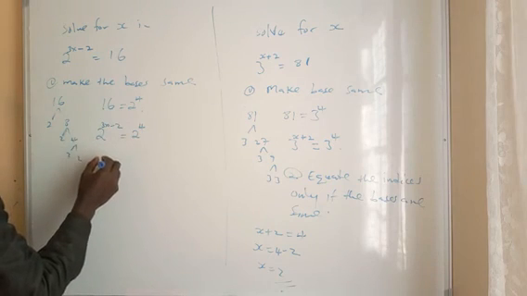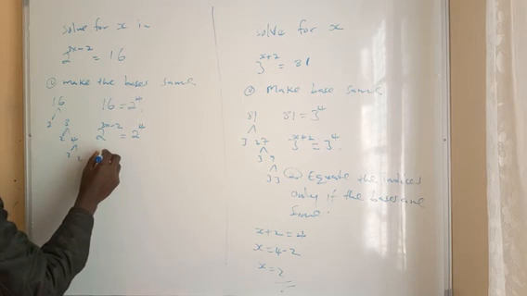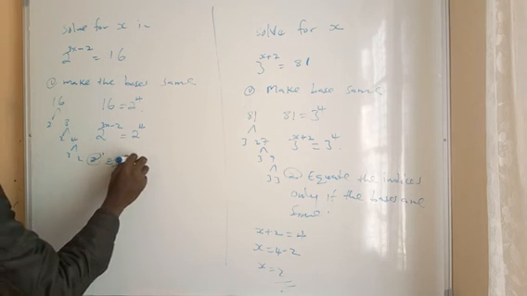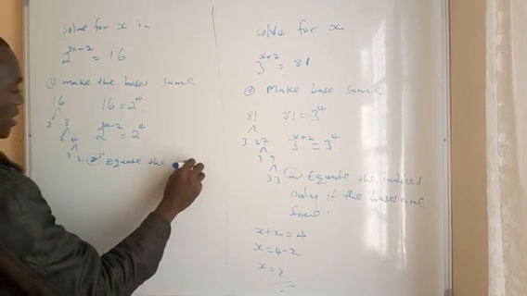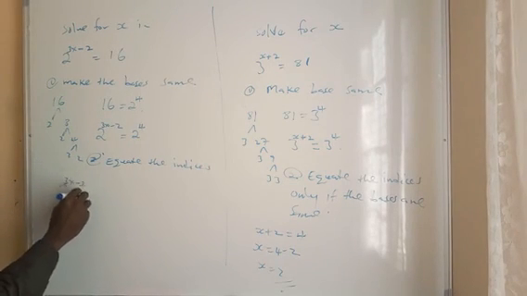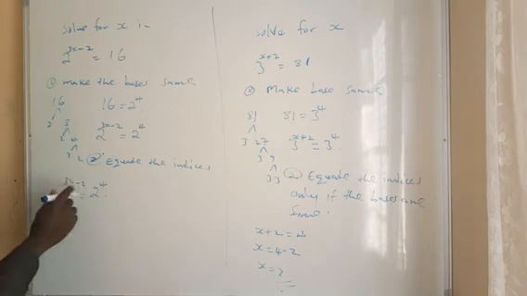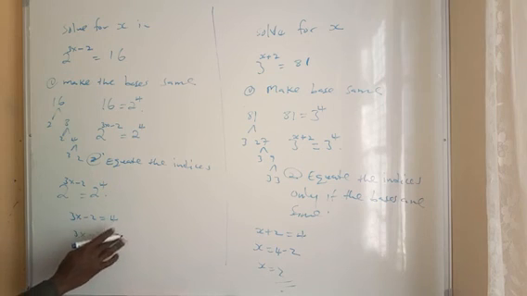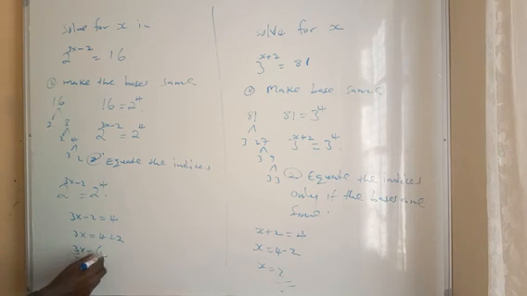Are the bases the same? Yes, same bases. So number 2, what do we do? We equate the indices. So just equate the indices. That is 3x minus 2 is equal to 4. 3x is equal to 4 plus 2. 3x is equal to 6. Mathematically, we divide both sides by 3. So our value for x is 2.